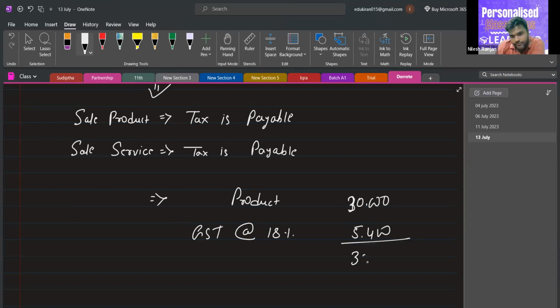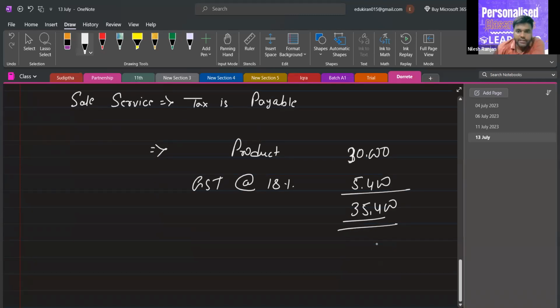So they will take 35,400 from you for this mobile. And after that, they will go to the government and pay this 5,400 to the government. So who is actually paying this tax?